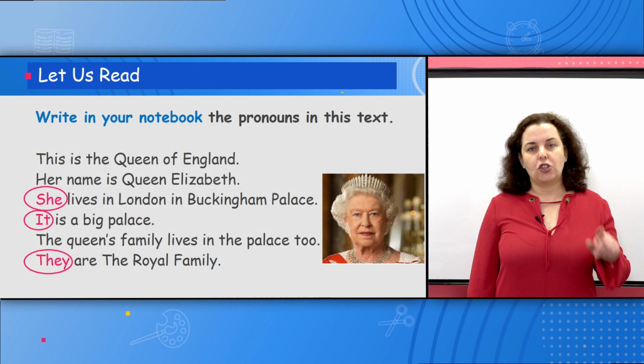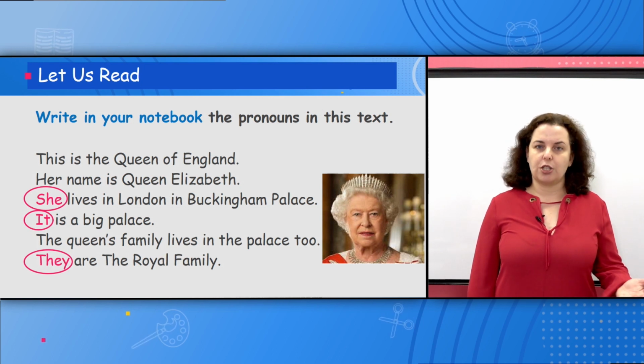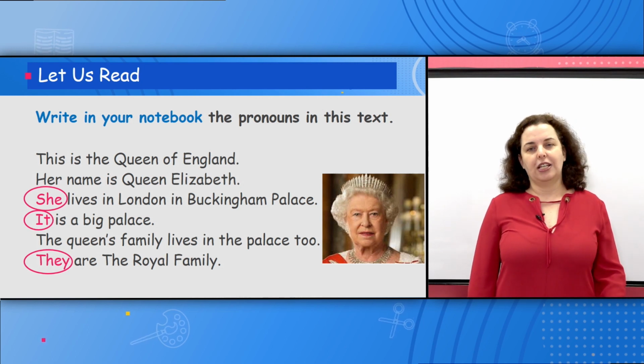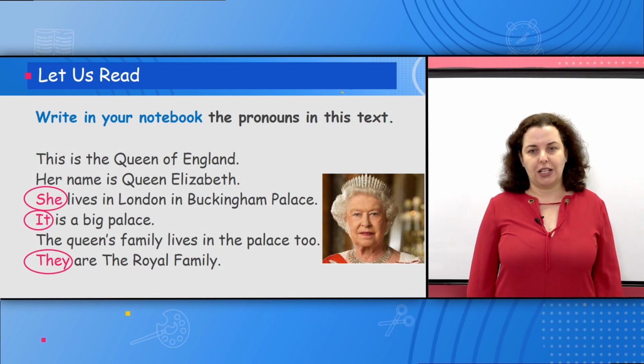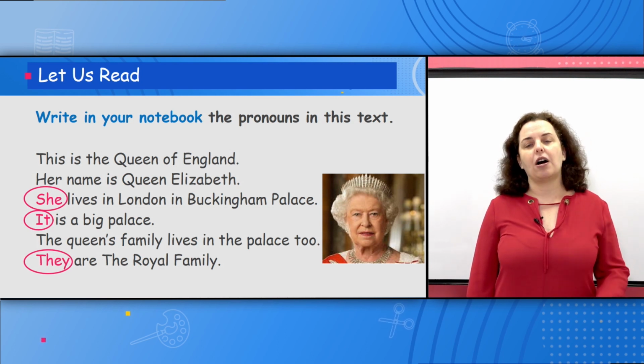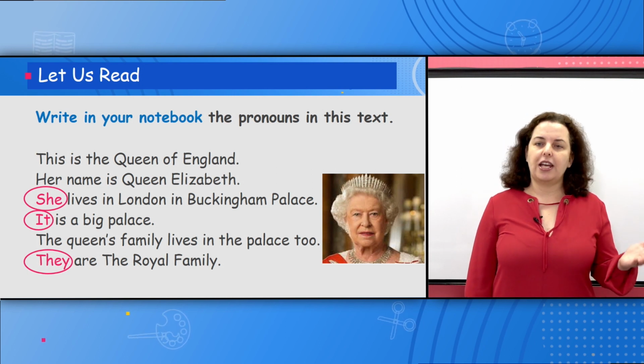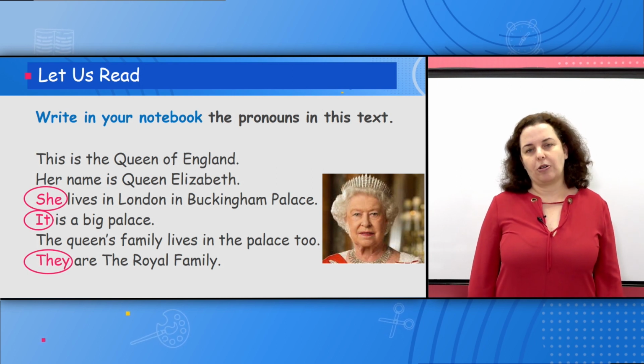Very good. She lives in London. She is a pronoun. It is a big palace. It refers to Buckingham Palace. And they are the royal family. They is also a pronoun. She, it, and they.